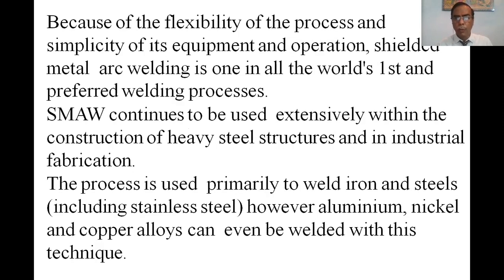Because of the flexibility of the process and the simplicity of the equipment and operation, shielded metal arc welding is one of the world's number one and preferred welding processes. SMAW continues to be used extensively in the construction of heavy steel structures and in industrial fabrication. The process is used primarily to weld iron and steels, including stainless steel. However, aluminum, nickel, and copper alloys can also be welded with this technique.